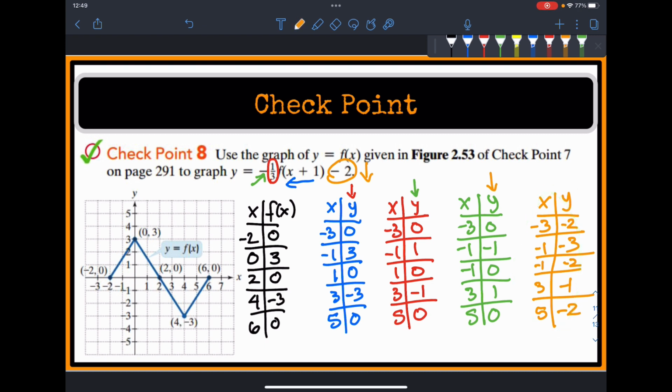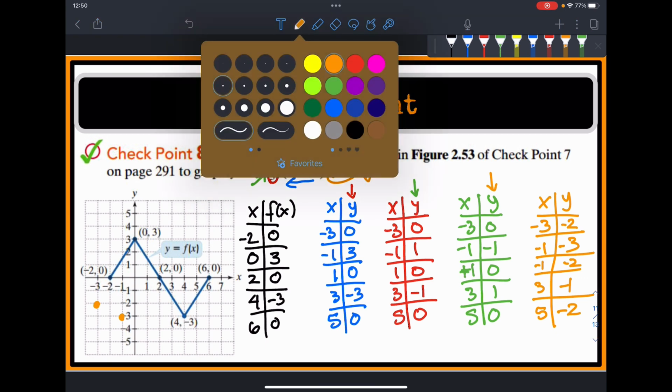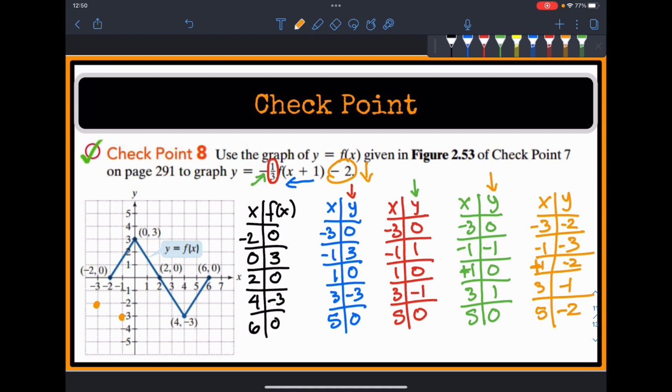So -3, -2, -1, -3, positive. I just saw an error right here. I don't know why I put this as a -1. This should be a +1. So at +1, this point right there should be +1 too. So at +1, the y value is -2. Then we have our next point at 3, -1. And then our last point is at 5, -2.